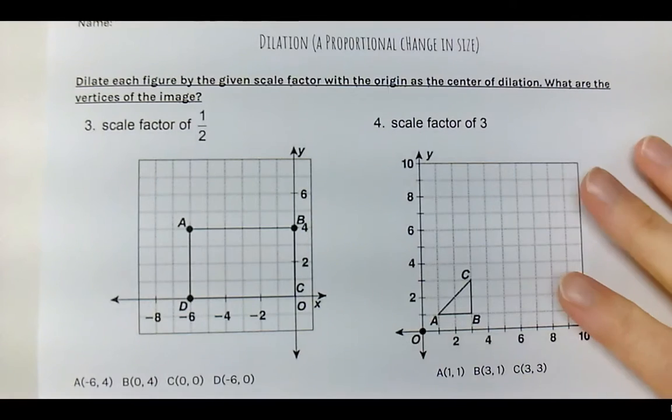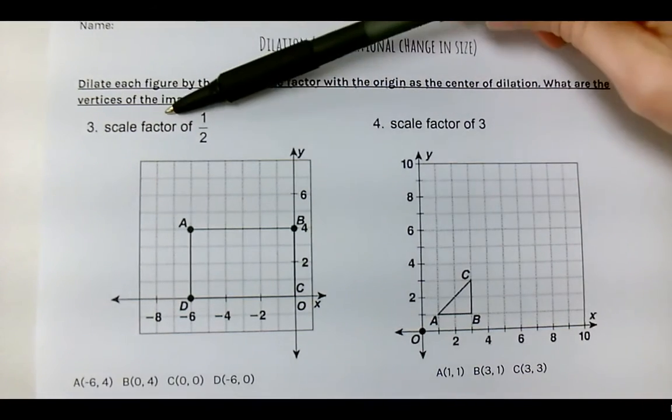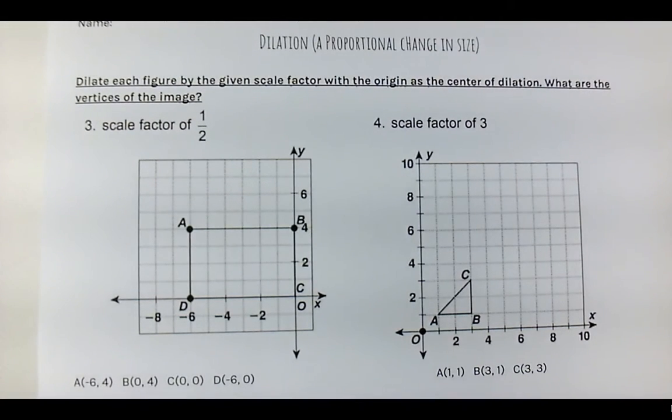So when we dilate, we use what's called a scale factor. So the scale factor tells you how much larger or how much smaller your figure is going to be. If you have a scale factor that's less than 1, it's going to shrink the image. If you have a scale factor that's greater than 1, it's going to enlarge or make the image bigger.